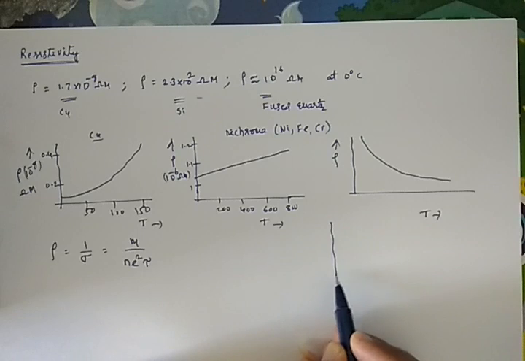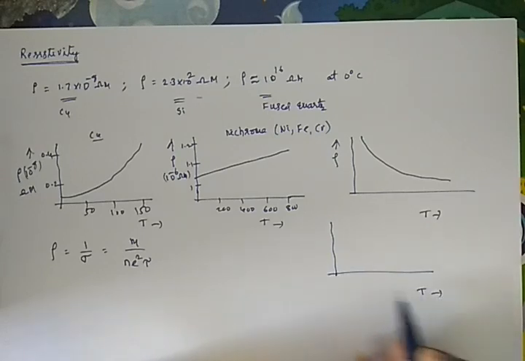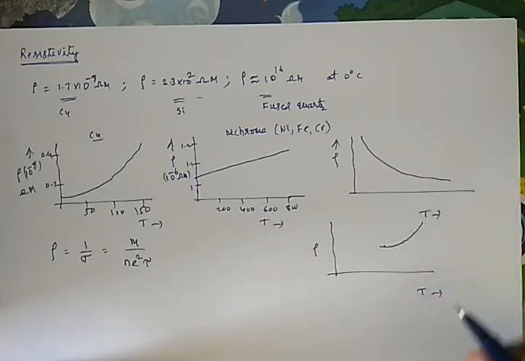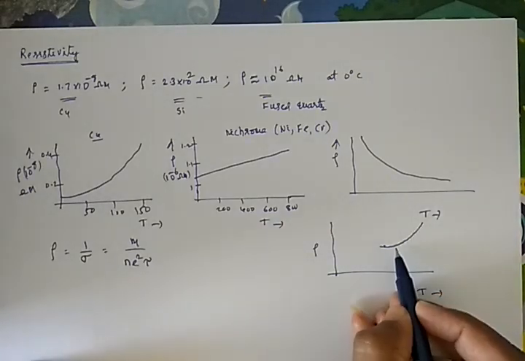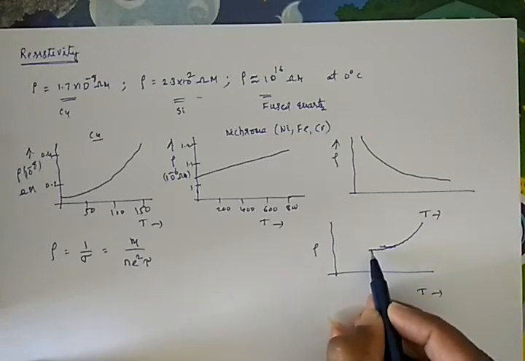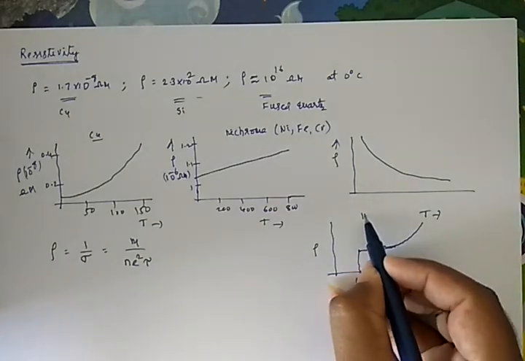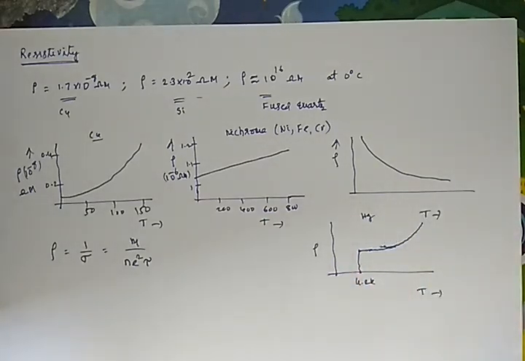Let us look at one more material, for example mercury. Here this is temperature and this is resistivity. As you increase temperature, we know that resistivity increases. Let us start from room temperature, and it goes like this. When you decrease the temperature, resistivity also comes down. But when the temperature comes to 4.2 Kelvin, suddenly the resistivity comes to 0. So the resistivity of mercury is 0 at 4.2 Kelvin, right?